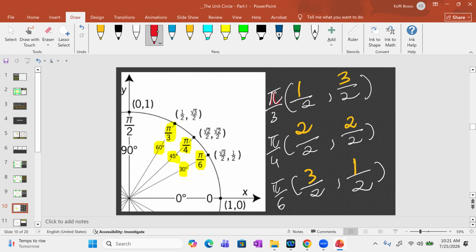So the square root of the numerator: the square root of 1 is 1 itself, so that stays 1. But the square root of 2 will be a decimal, so we leave it as square root of 2. Square root of 3 also will be a decimal, so we leave it as square root of 3, because here we don't have a decimal coordinate.